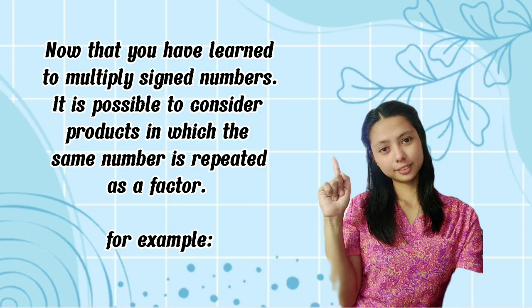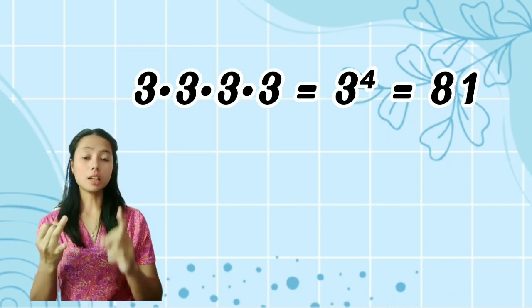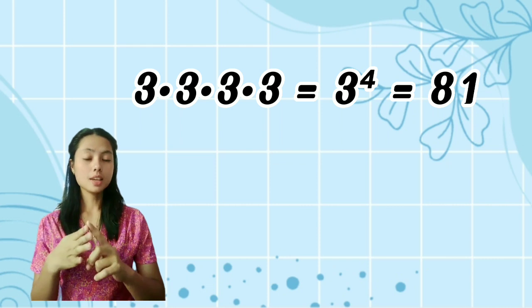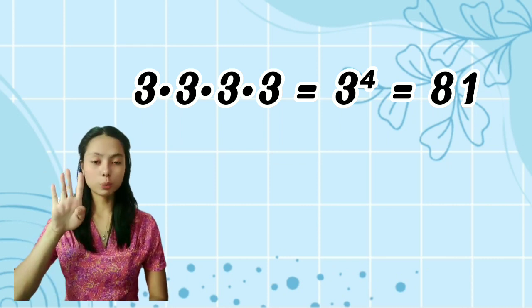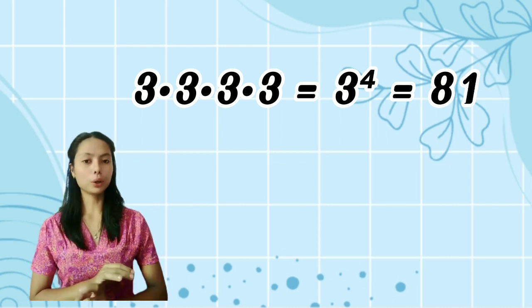Now that you have learned to multiply signed numbers, it is possible to consider products in which the same number is repeated as a factor. For example, 3 times 3 times 3 times 3 is equal to 3 raised to the power of 4. So the answer of 3 raised to the power of 4 is 81.